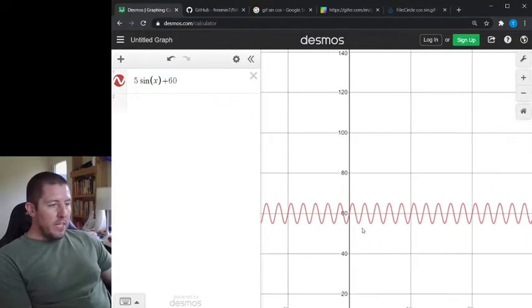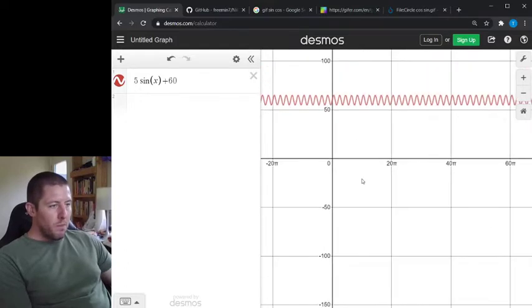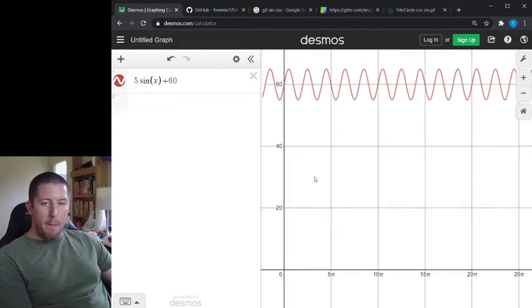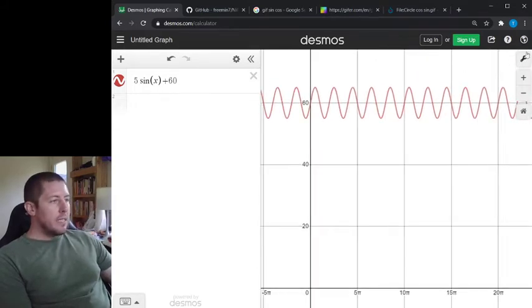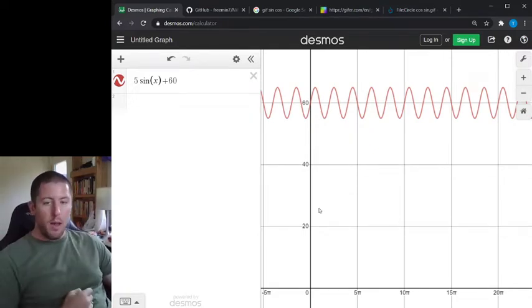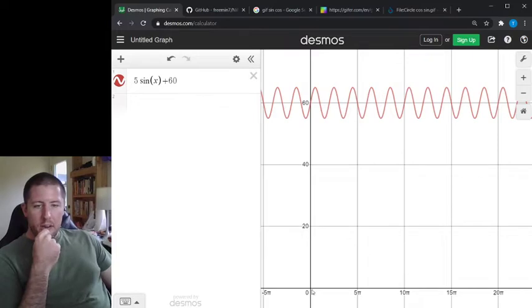Well, I think that we did some good stuff and some bad stuff here. The reason that I think that this is good is because this now does span temperatures from 55 to 65 and it repeats them just like we want. The reason why I don't think this is very good is because I don't know what these x-axis values mean to me down here. 5 pi, like what's that really measuring for us right here?